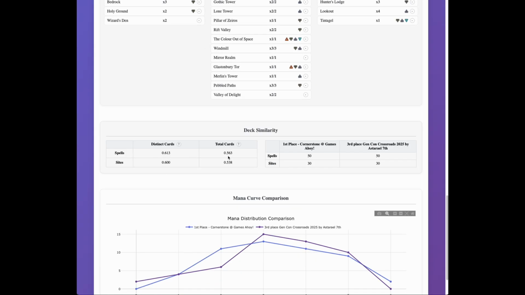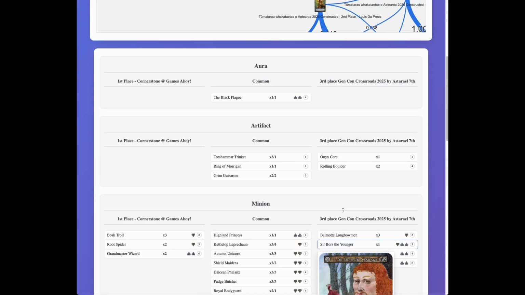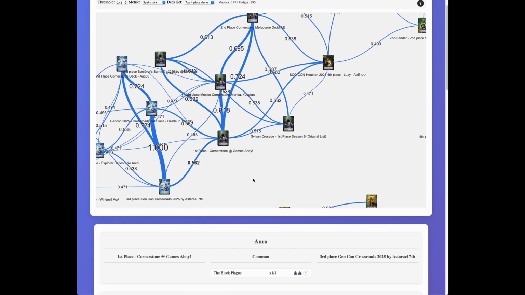And that brings us to a pretty high similarity, so the distinct cards are even more similar than the total cards. The total cards take into account the frequency as well. And the mana distribution's slightly different, but very similar. So yeah, I thought that was interesting. These are the kinds of ones that were the most interesting to look at.